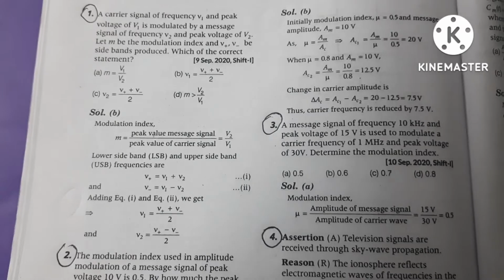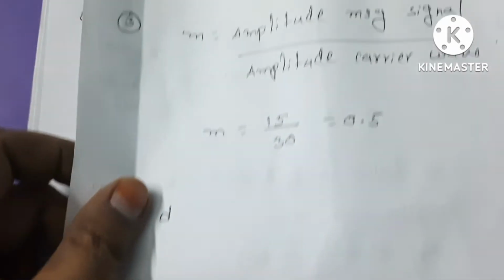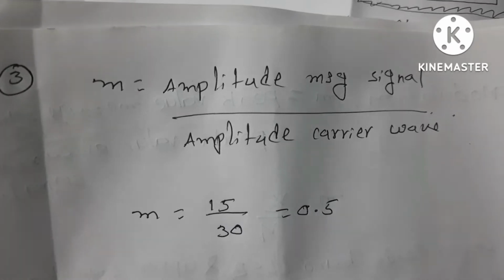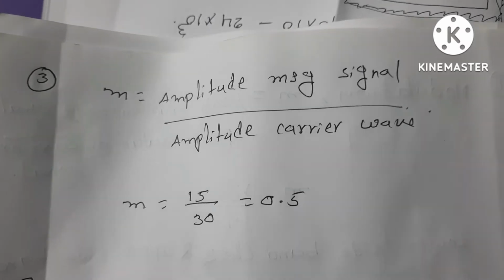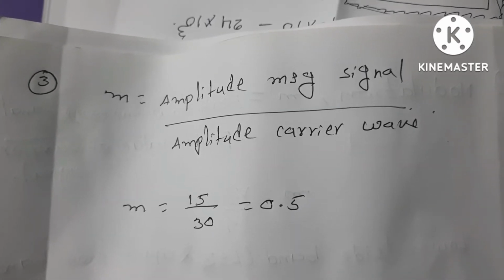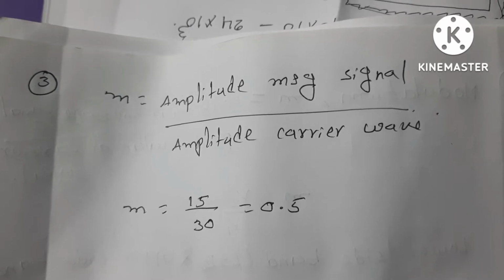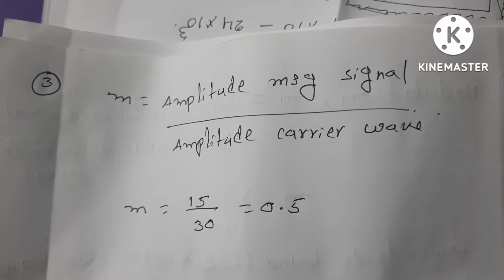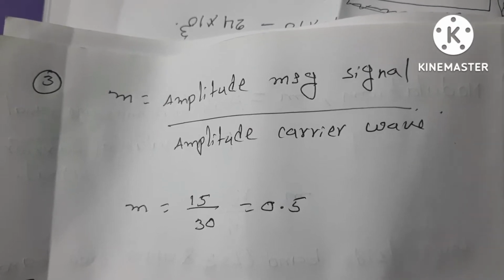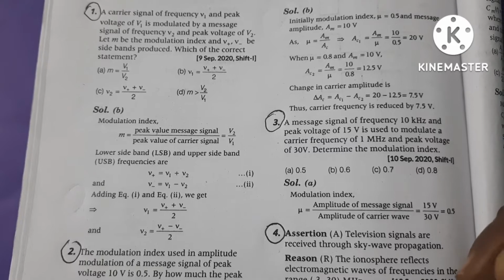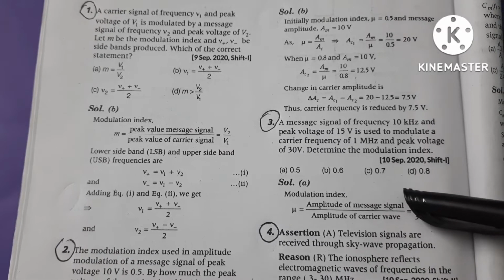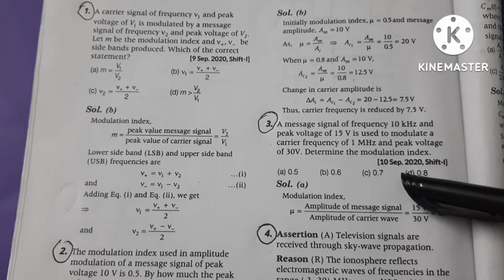From this we have to find the modulation index. You already know the modulation index formula: amplitude of the message signal divided by amplitude of the carrier wave signal. So 15 by 30 is 0.5. They only gave the frequencies to confuse you, there is no need to use them. We simply have to remember this modulation index formula. See how much preference you should give to the modulation index. They have repeated this in 2020 shift 1, 2020 shift 2, and the third one in 2020 September 10th.